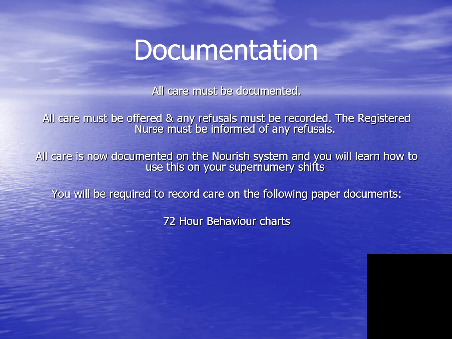So we use the Nourish system now, so it's all on the computer rather than on paper. You'll have a handset. You'll be given your login details, and you'll learn how to enter all the information onto that device. So everything they eat, drink, when you empty the catheter bag, how much urine is in the catheter bag, the behaviour charts, everything, daily notes, everything is on that Nourish. The only thing that is possibly not on the Nourish is a 72-hour behaviour chart. That will be on paper still.